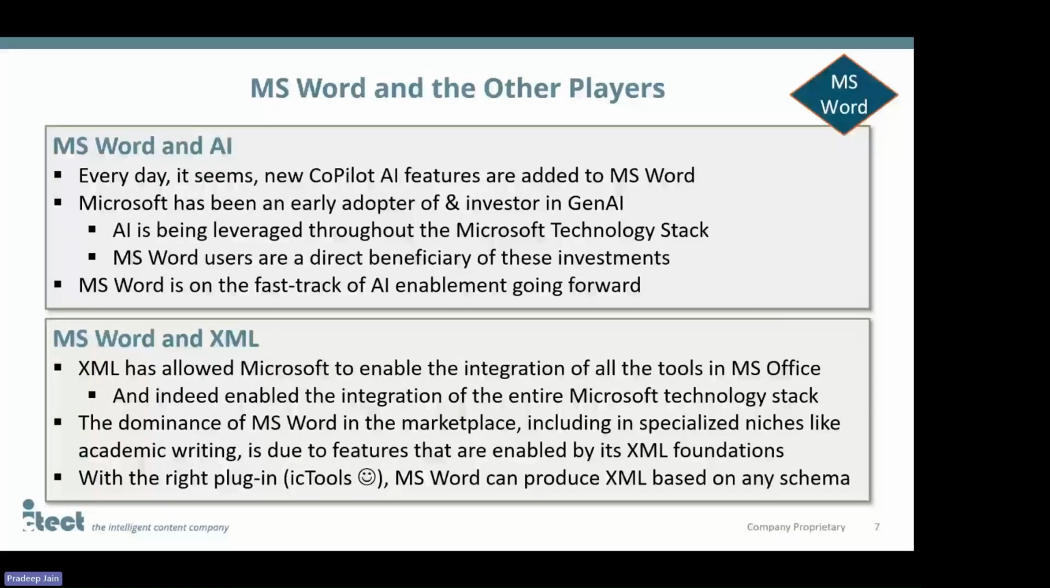XML has allowed Microsoft to enable the integration of all the tools in Microsoft Office. With the right plugin, which is IC Tools, Microsoft Word can produce XML based on any schema in real time. No need to wait for another party to do this for us.